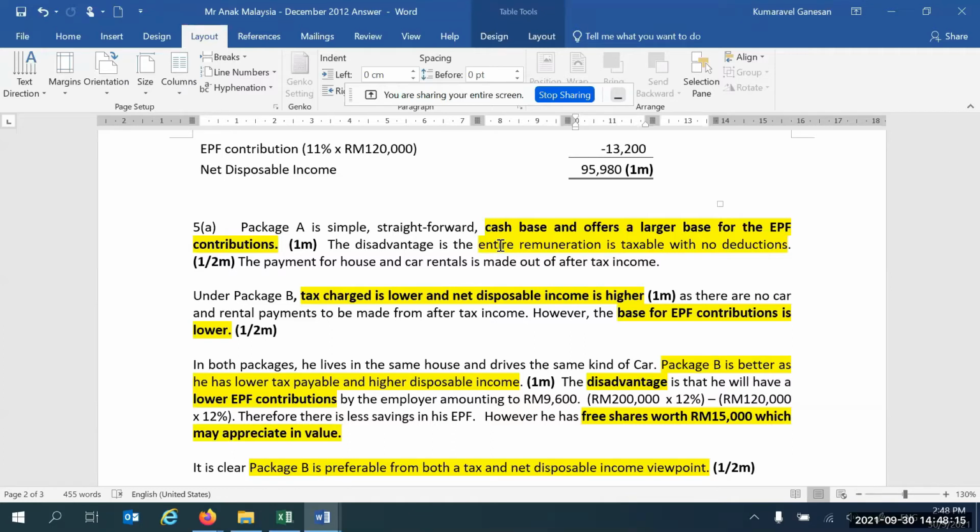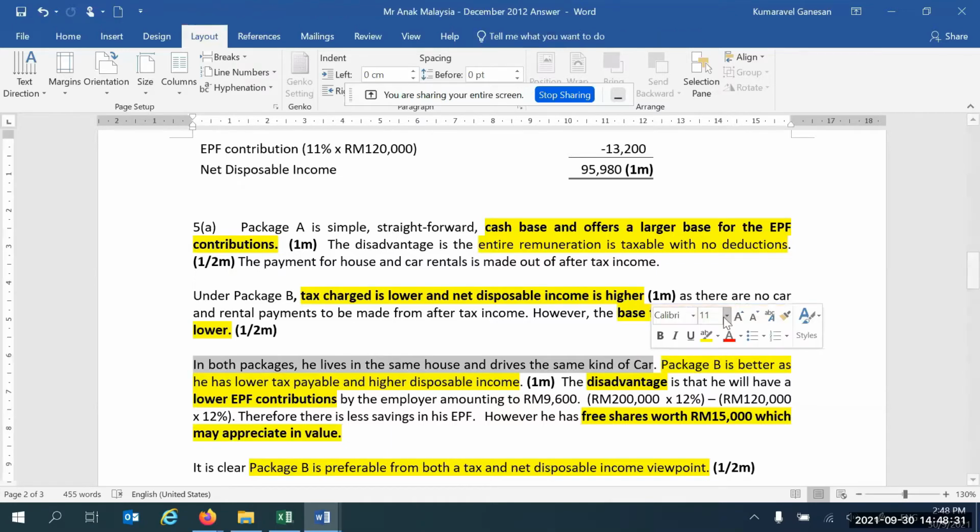Like A, higher EPF, B, lower EPF. Now, the parts I don't highlight, because this is the model answer, right? You won't have time to write. So like this first sentence, I think it doesn't benefit anybody. In both packages, he lives in the same house and drives the same kind of car. We don't really need to remember that.